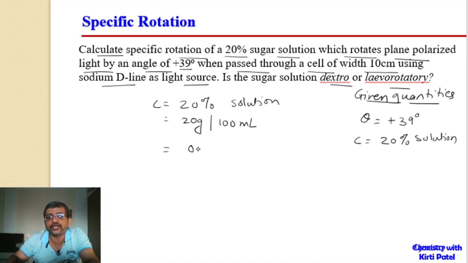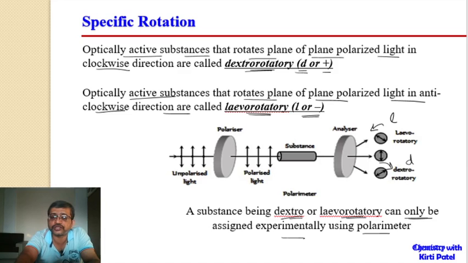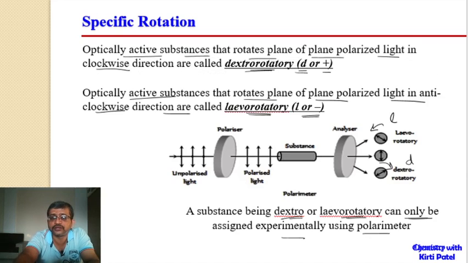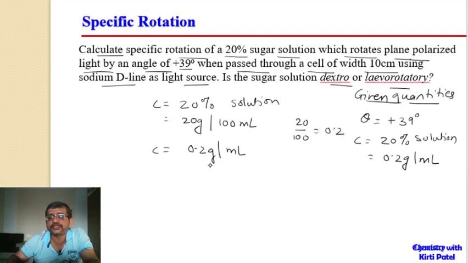That is, we can find out as 0.2 grams per ml. If we divide this by 100, that is 20 divided by 100 will be giving rise to 0.2. So 0.2 gram per ml will be the concentration. So C will be equal to 0.2 gram per ml. We have to have the concentration being expressed in terms of grams per ml. Concentration must be in grams per ml. L should be in decimeters. So here C is in grams per ml.